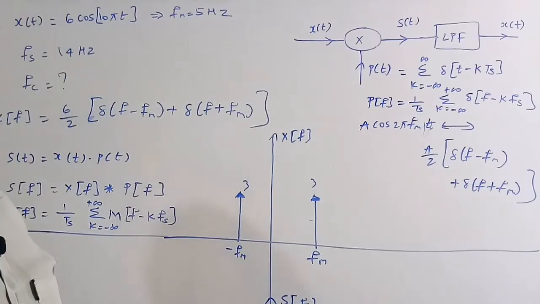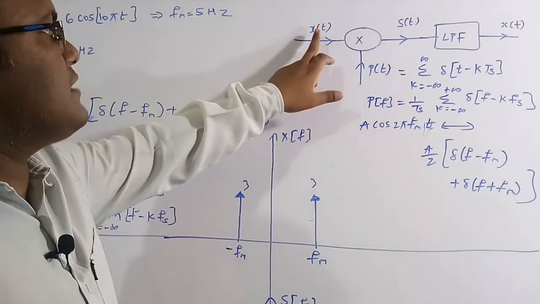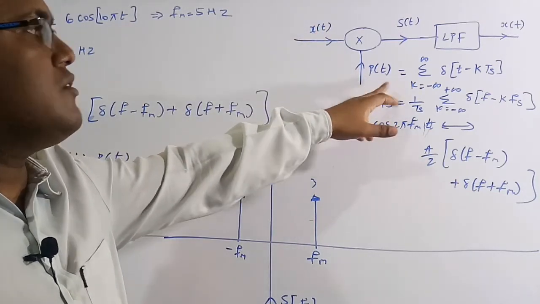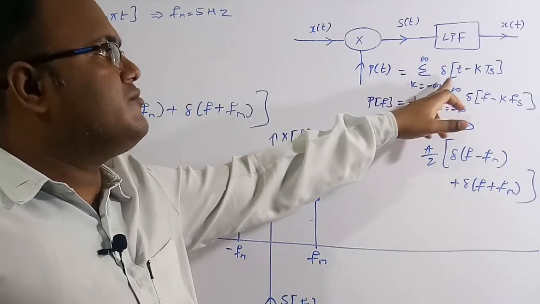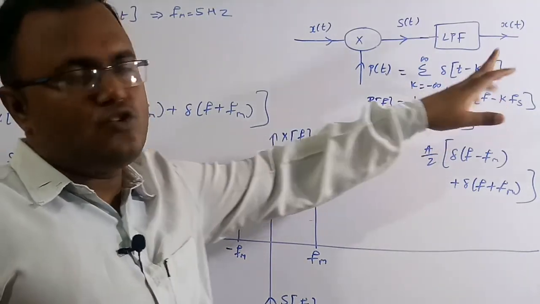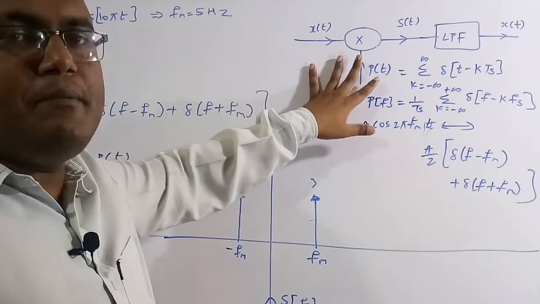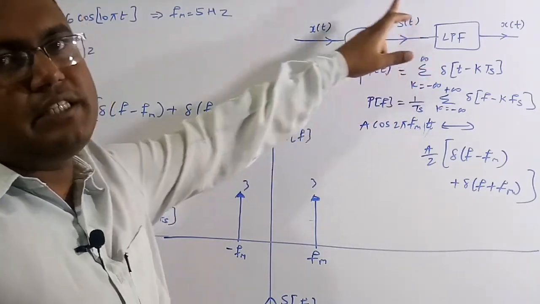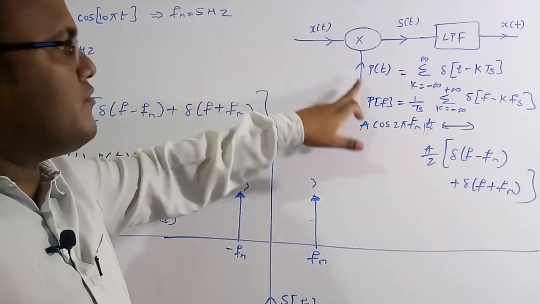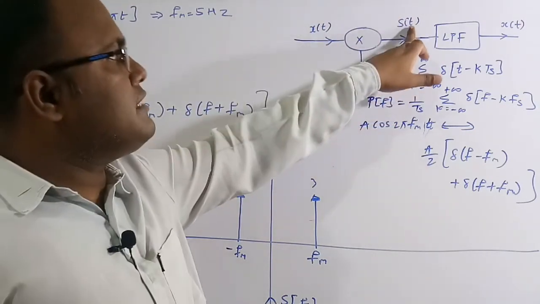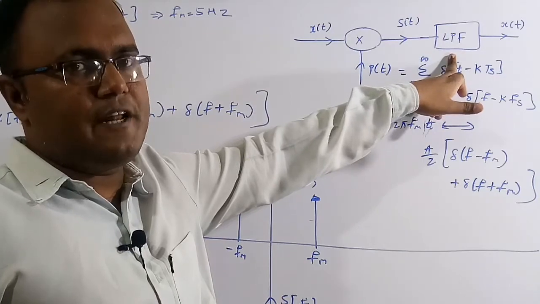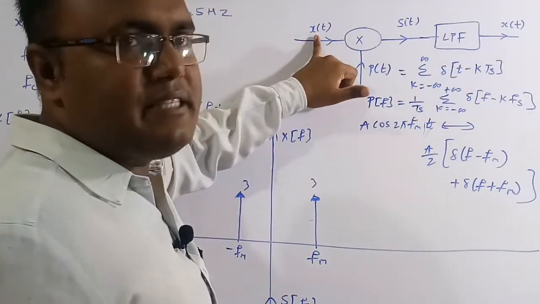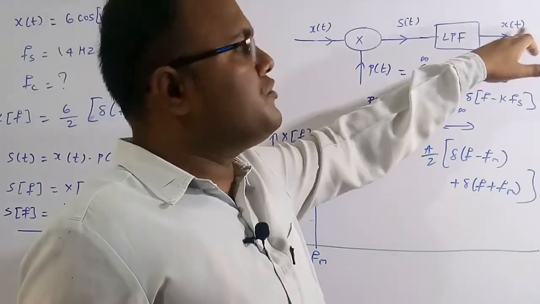Before I solve this numerical, let me tell a small concept here. This is x of t, the message signal. We are going to take a pulse train, p of t equal to sigma k equal to minus infinity to plus infinity delta of t minus kTs. We multiply these two signals, and the output is called s of t, the product of x of t and p of t. This then passes through the low pass filter, and after passing through it we get back the original message signal x of t.